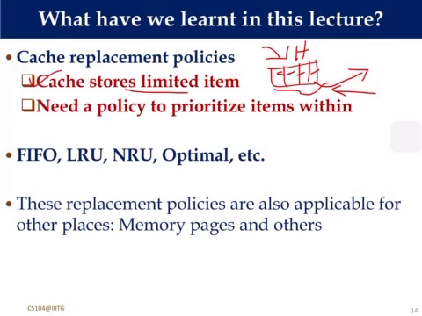Now we have seen the first in first out replacement policy with an example, LRU with an example, NRU with an example, and we have also talked about something called optimal: what the scenario will be in case of the optimal replacement policy, right? As I already told, these replacement policies are not only used for caches, they are used for other places where there is a question of replacement, right? And one popular example is memory pages.